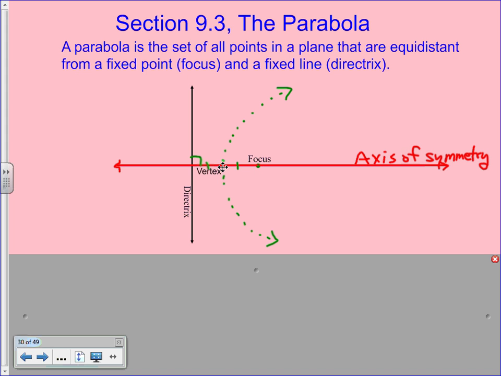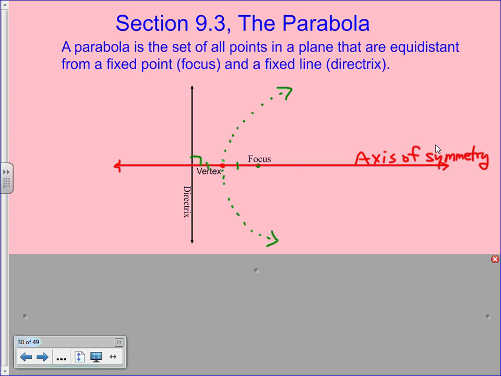So we see here's the vertex and the focus, and the parabola is a set of all points in a plane that are equidistant from the fixed point, the focus, and this directrix. There's the line, the directrix, this line we're talking about in the definition. So originally you have a point and a line, the green point and the black line. Oh, that's not the x-axis, I'm sorry, that says axis of symmetry. We all know that a parabola has an axis of symmetry. So the red line is that axis of symmetry.